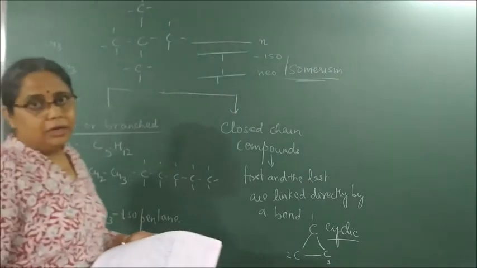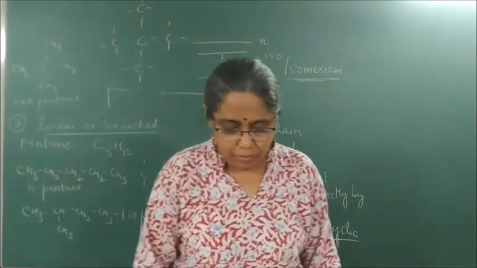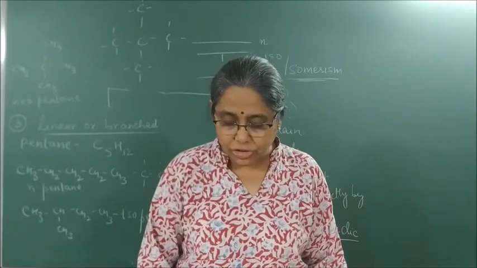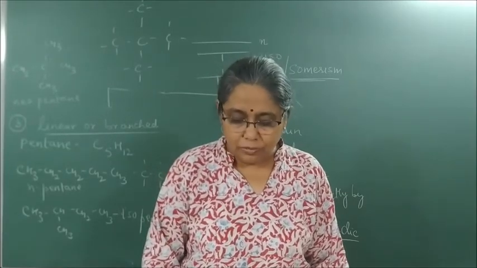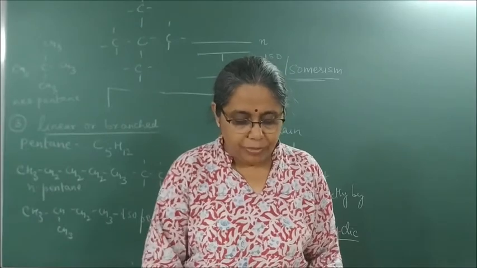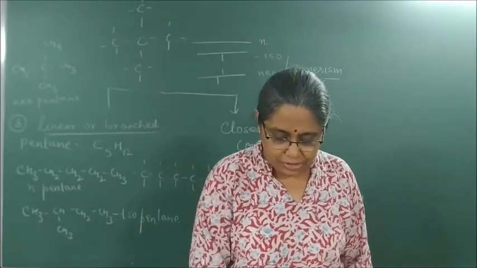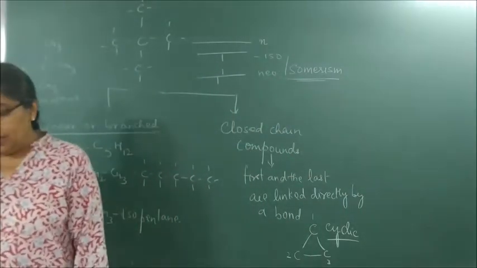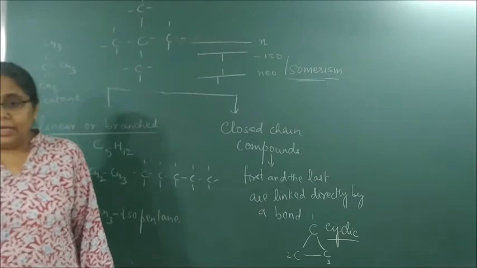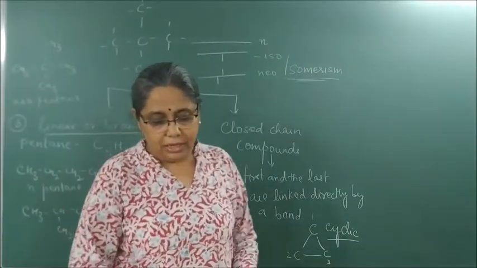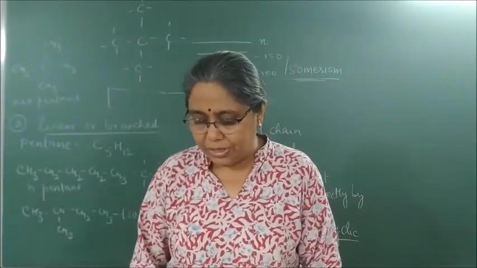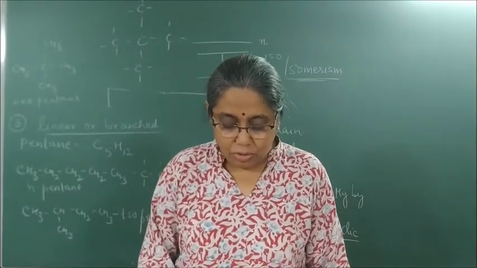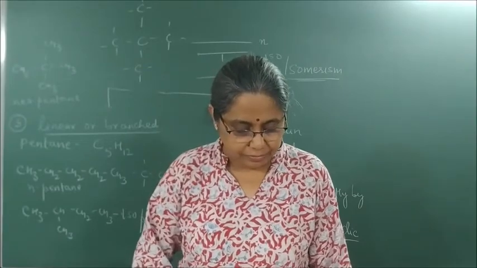Okay, so this part is clear: they will all have the same molecular formula but different structural formulas, and these are called isomers, and the phenomenon is called isomerism. Now, please write, putting a star below isomerism: methane and ethane do not show isomerism.